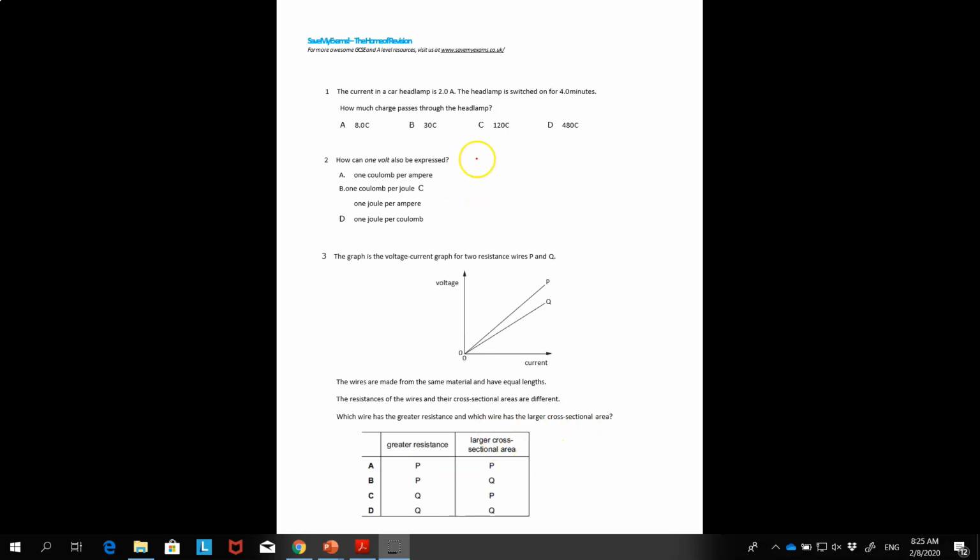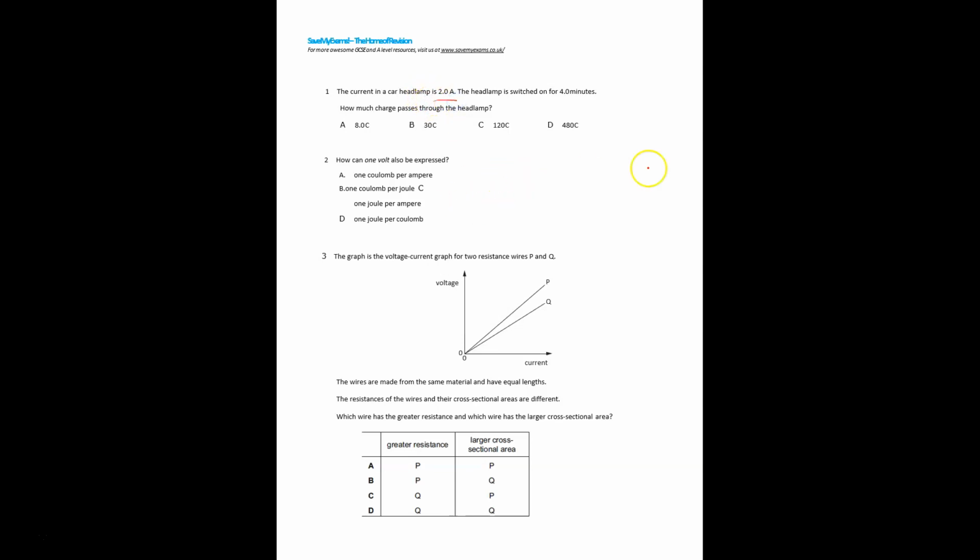Here is the first question. The current in a car headlamp is 2 ampere. So here the current is given, I is equal to 2 ampere. The headlamp is switched on for 4 minutes, so time is 4 minutes. What we have to find is how much charge passed through the headlamp. So we have to find Q is equal to question mark.